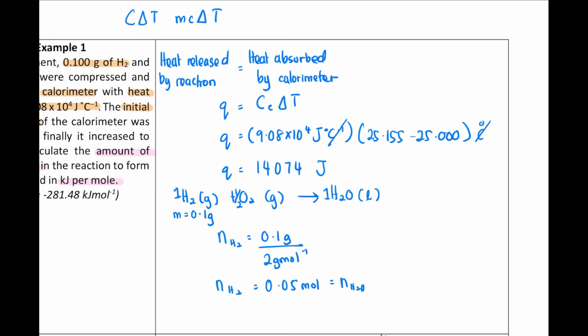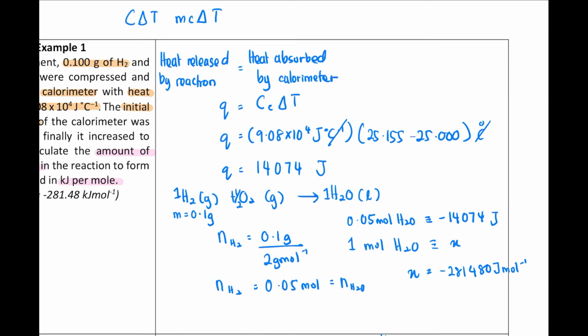Okay, so 0.005 mole of H2O will produce heat sebanyak 14074 joule. Tapi kalau 1 mole of water, so berapa banyak heat yang release? So heat release saya dapat negative 281,480 joule per mole.